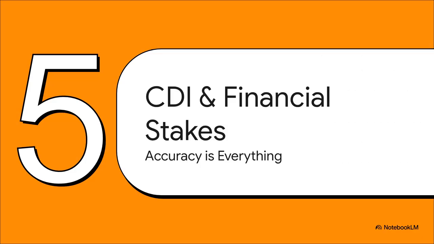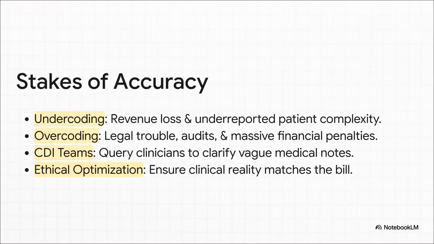Section 5. CDI and financial stakes. In the DRG system, accuracy is quite literally everything. Undercoding, like missing those crucial secondary diagnoses we talked about, leaves earned revenue on the table and makes the hospital look like it's treating simpler cases than it actually is, which harms its case mix index. On the flip side, overcoding, assigning high-weighted DRGs that aren't actually supported by the physician's notes, well, that invites aggressive audits from payers and massive financial penalties.